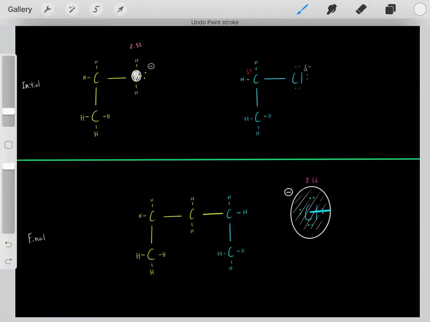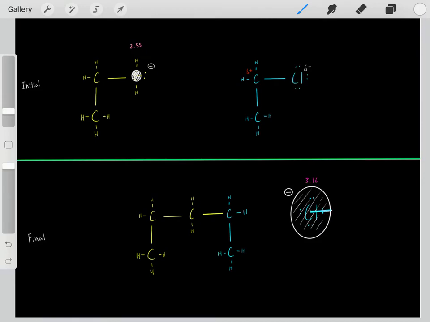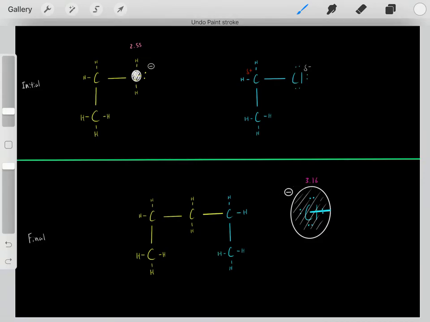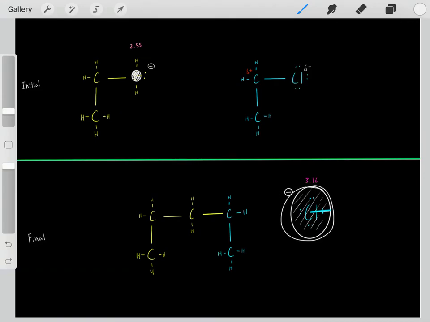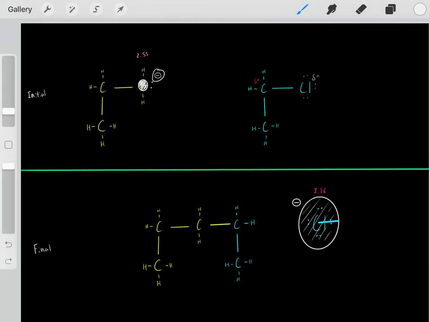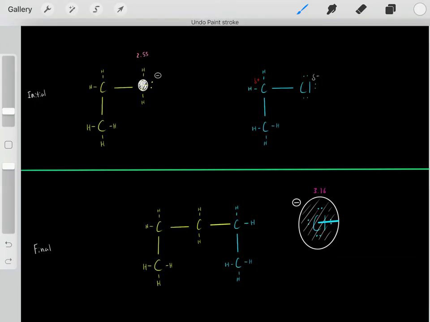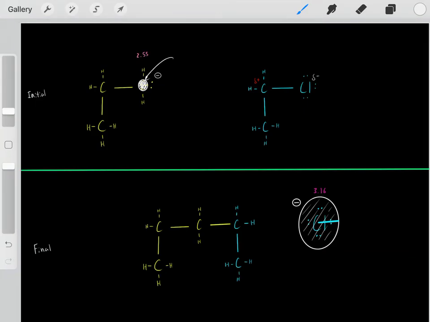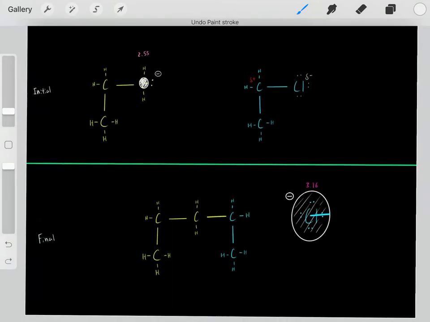However, this chlorine is a larger atom. It has a larger radius. So that formal charge of -1 is spread out throughout a larger atom. That negative charge is delocalized throughout a larger region, so that's a smaller charge density. However, this carbon is small, so that formal charge of -1 is localized around the small carbon atom, so that charge is going to be localized with the high charge density, which we know is unstable.